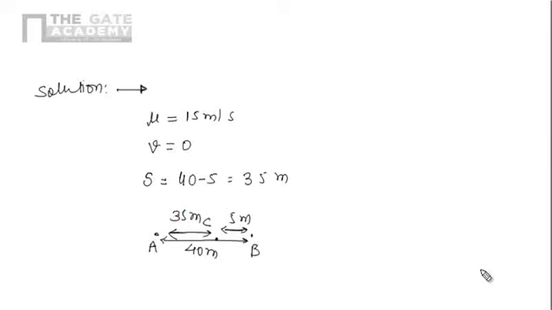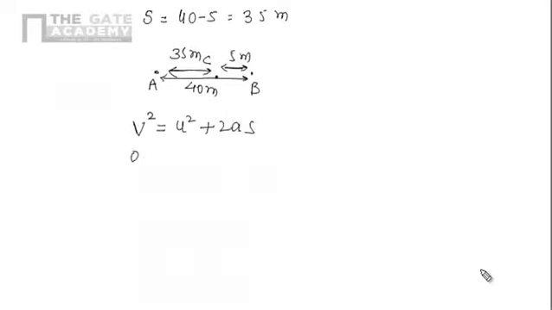So we know the s, we have u and we have v. And it's a uniform retardation. The retardation in this problem is uniform, so we can say that it is motion with uniform acceleration. So we can apply the equation based on motion with uniform acceleration: v square equals u square plus twice as.